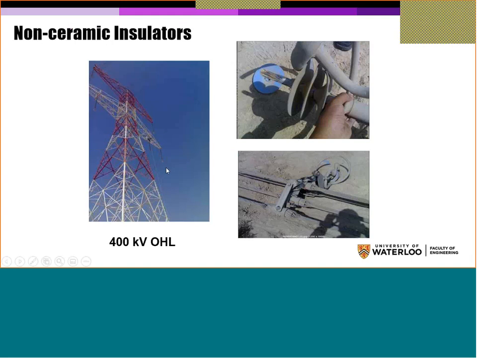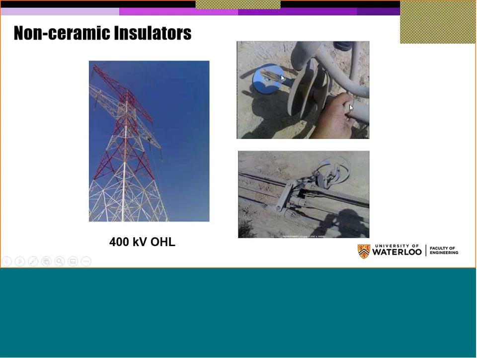This has happened in one of the Gulf countries, in the UAE. This is a 400 kilovolt line. If you notice here, there is no line here because it's a bundle of 4 conductors. It fell to the ground, and the reason for that is because there was a crack. This is the energized end of the insulators.